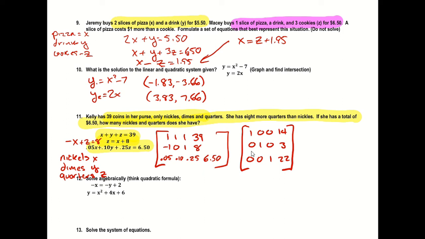Now, if we look back over, question's only asking for nickels and quarters. So we're only looking for X and Z. So Kelly has 14 nickels and 22 quarters. And before I forget, you can check these because we look, nickels are X, quarters are Z. If we look over here to the second equation, X, so 14 plus 8 equals 22. 22, we're good. And you could run through a couple of other ones if you wanted to and make sure.